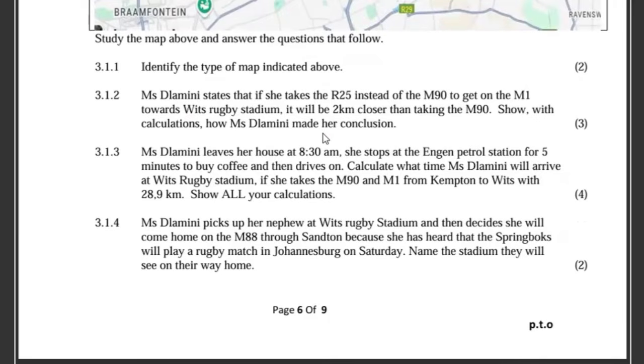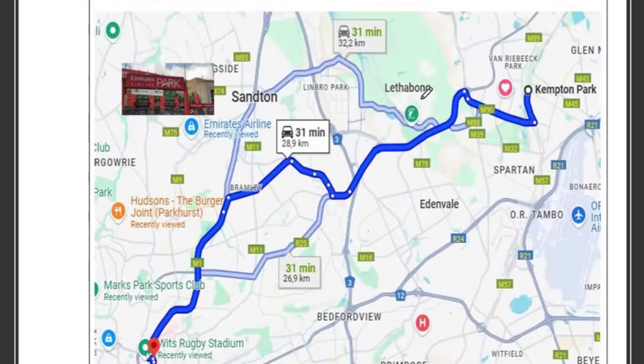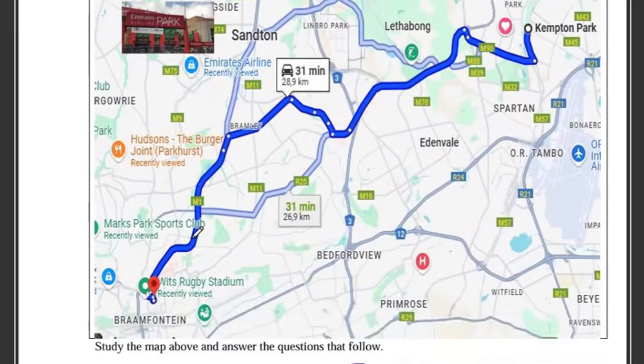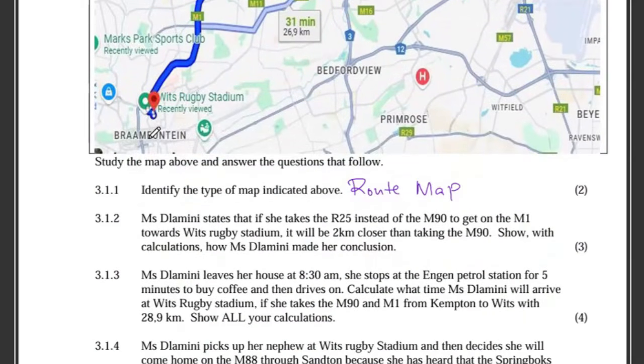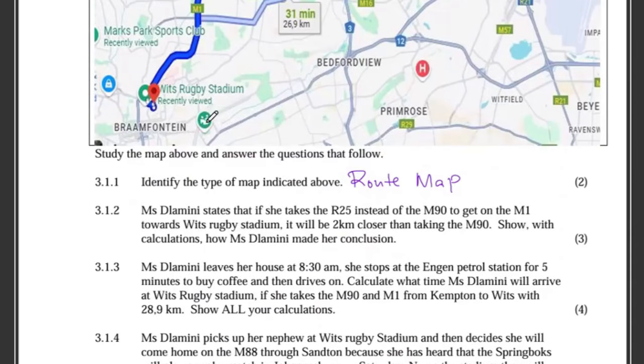Since it has routes only, you can call it a route map. It has a route of what someone will follow. So we shall call it a route map. She stays in Kempton Park. She has to travel. It's only showing routes. This is Braamfontein. It's not Bloemfontein, Braamfontein. So it's not a provincial map.